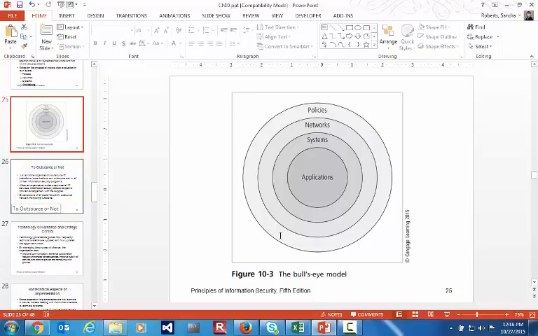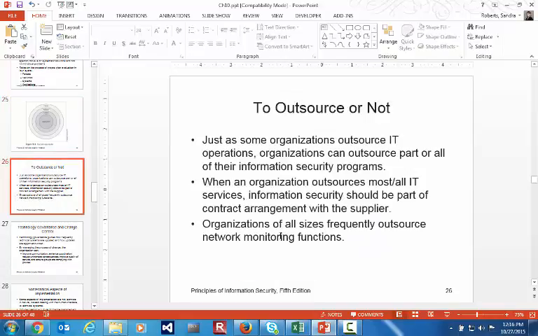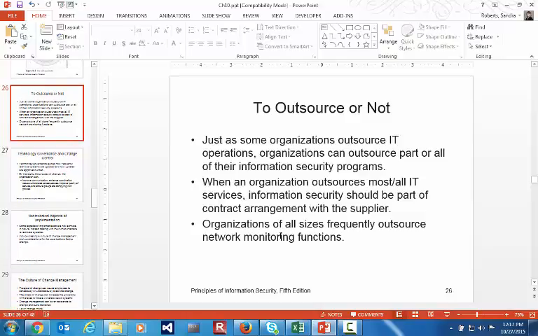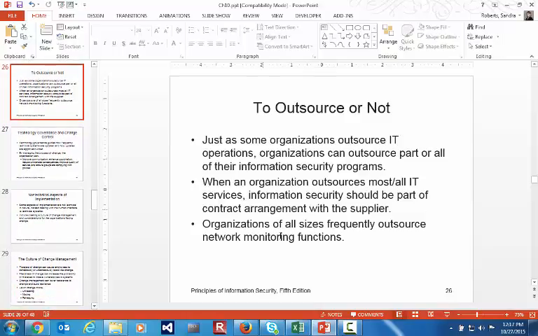That's 520 in your book. And then that's what I just said a few minutes ago, to outsource or not. Are you going to let an organization come in and put this into place for your company, or are you going to do it within? And that's a big management decision.